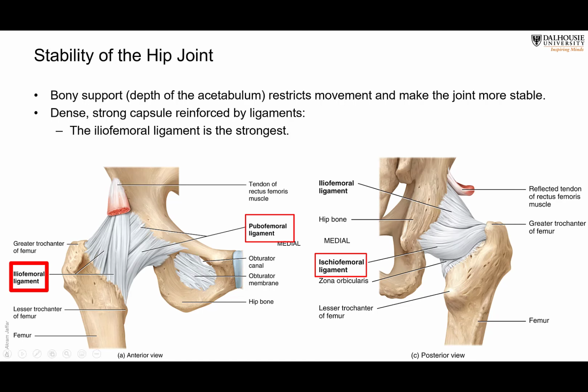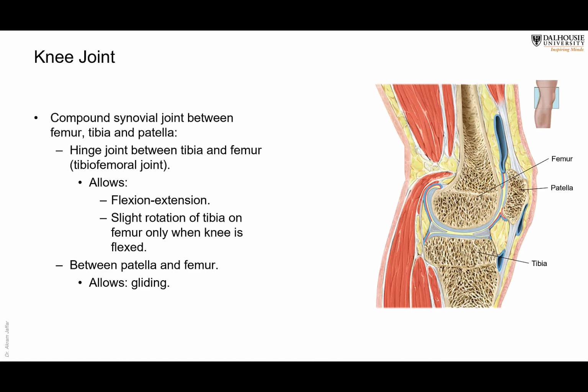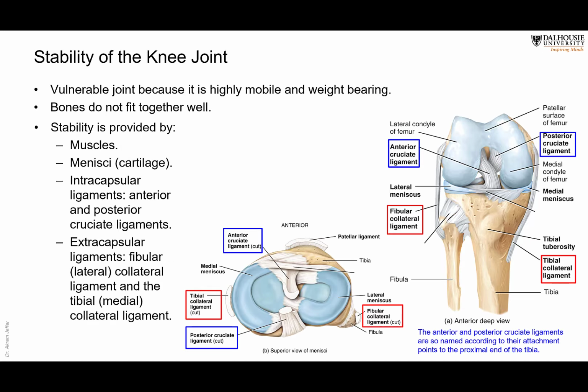These are thickenings in the capsule of the joint. They are not located inside the joint cavity. This is the knee joint. Probably I talked a lot about the knee joint until now, and you will find in the video that will show you all the details about the knee joint, including the menisci, the anterior and posterior cruciate ligaments.